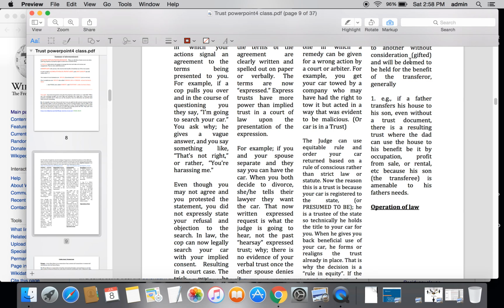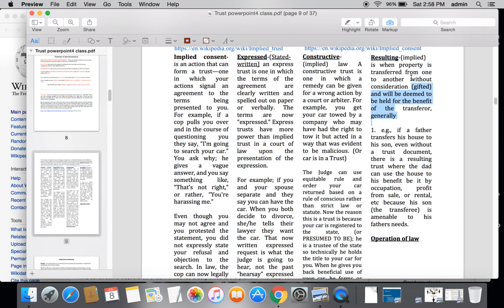When they say that the property is transferred from one, the son, to another, the father, without consideration, meaning the father just gives it to him, and it will be deemed to be held for the benefit of the transferor, meaning it's deemed to be held for the benefit of the father. He gave it to his son. He doesn't necessarily have liability, but he can still reap a benefit from that.